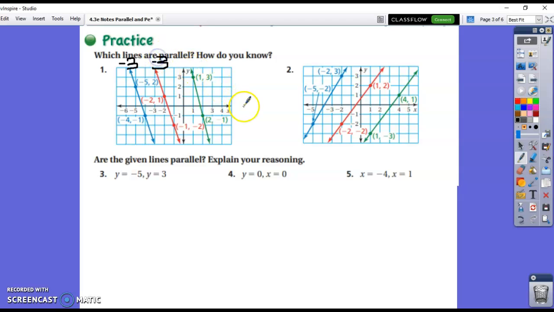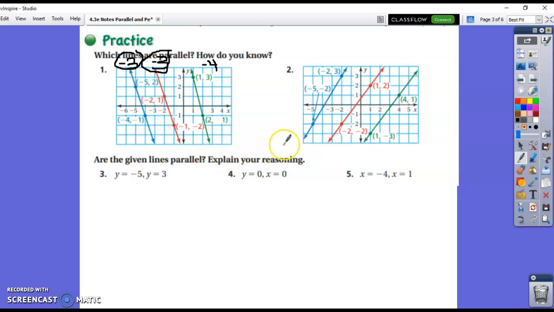Sorry, my writing's weird with the mouse, but I hope you can read that. And then the green line, same thing. Up 1, 2, 3, 4, over to the left 1. So +4 over -1 would be -4. So parallel lines have the same slope. So my blue and my red are parallel. How do I know? Because they have the same slope.